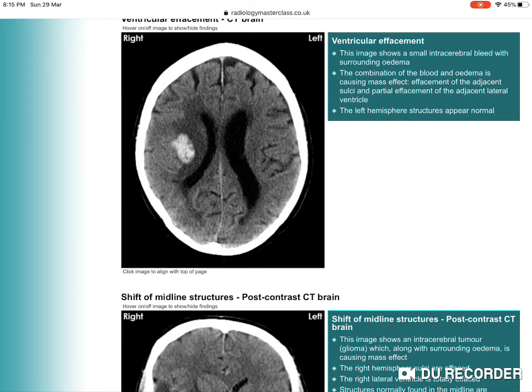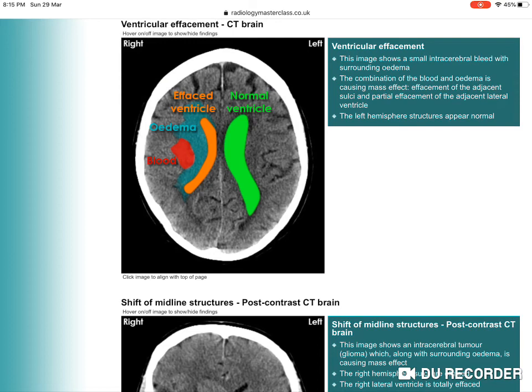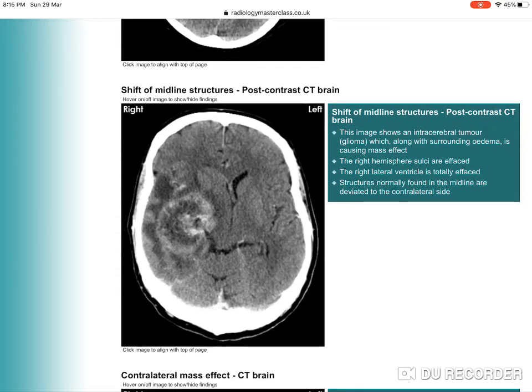Ventricular effacement. This image shows a small cerebral bleed with surrounding edema. The combination of the blood and edema is causing mass effect, effacement of the adjacent sulci, and partial effacement of the adjacent lateral ventricle. The left hemisphere structures appear normal. Effaced ventricles, edema, and blood is shown here.